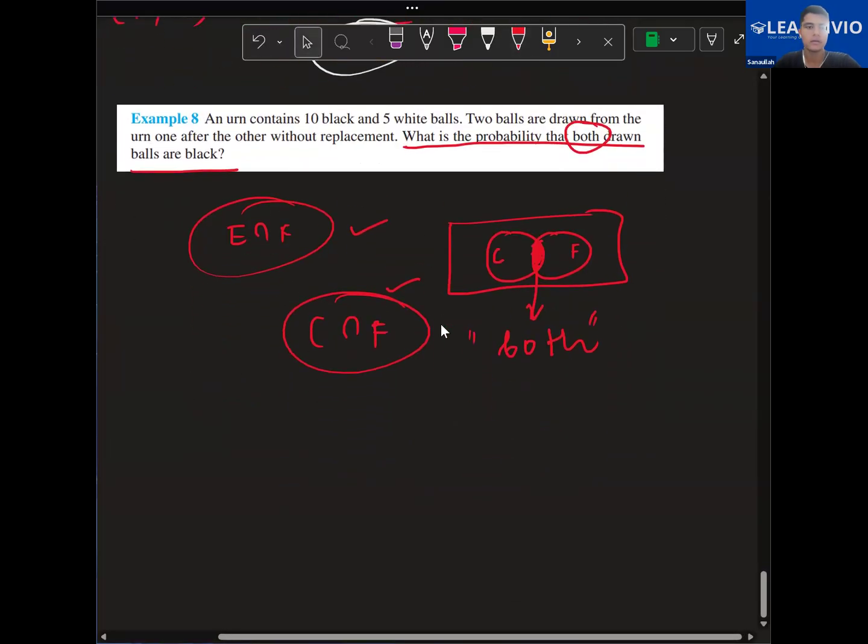Okay, try this one. An urn contains balls: 10 black and 5 white. Two balls are drawn from the urn, one after the other, without replacement. Without replacement means you take a ball outside the urn, then you can't put it back.